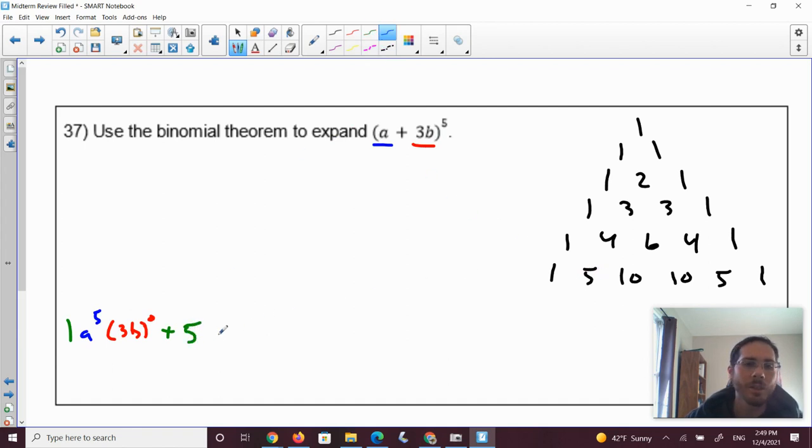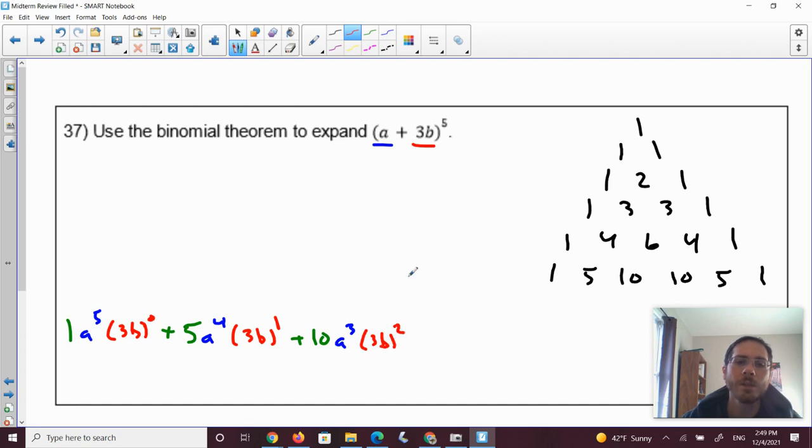5 is my next number from Pascal's triangle. And now we follow the pattern. We go down 1, so 5 minus 1 is 4. The 3b's are going to go up in terms of 1 power, so we're going to get 3b to the first. All right, next number in Pascal's triangle is 10. We've got a, we're going to go down 1 to the 3rd power. Our 3b's are going up 1, so we've got 3b squared. All right, next number in Pascal's triangle is 10 again. A's are going down by 1, a squared. 3b's are going up by 1, 3b cubed.